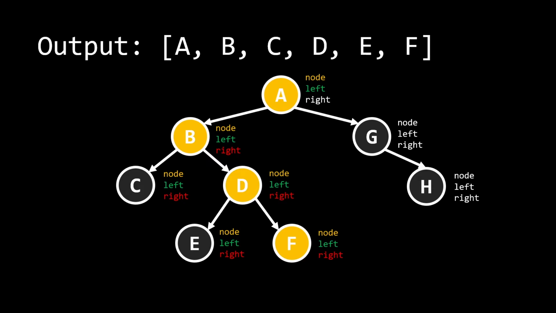So we're going to discard the node F. We're done with node D as well. We're done with node B. And now we're back at node A. So now what we're going to do is we're going to call the right subtree call.